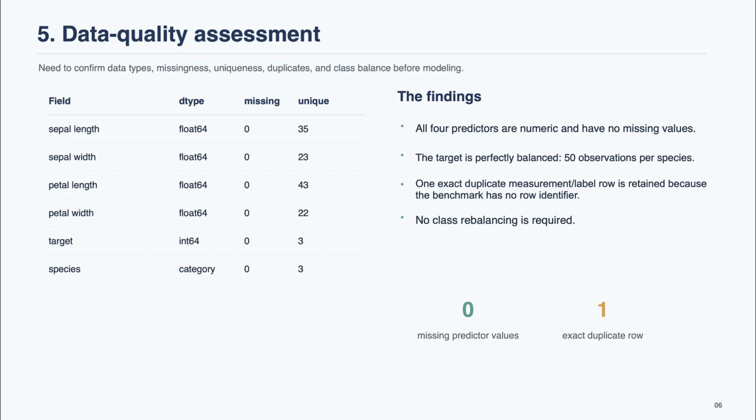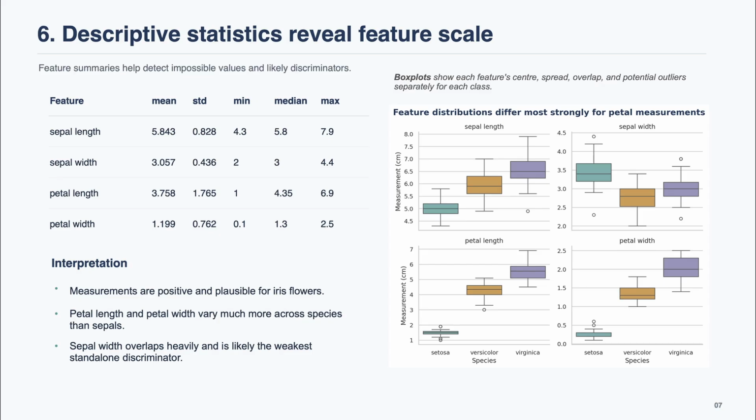There is one exact duplicate measurement and label combination. In this project, it is retained because the iris dataset is a benchmark dataset and does not contain a unique row identifier. Without an identifier, we cannot confidently say whether it is a duplicate record or simply two flowers with the same measurements. The main takeaway is that data quality checks should always be explicit, even when using a clean benchmark dataset.